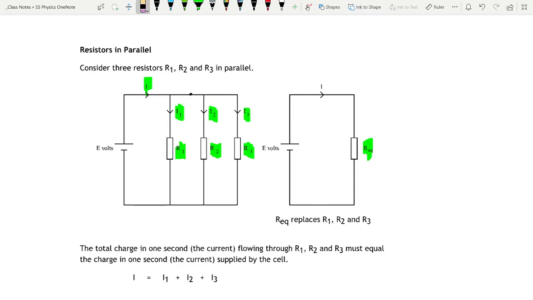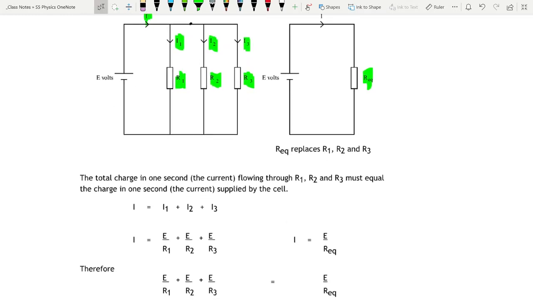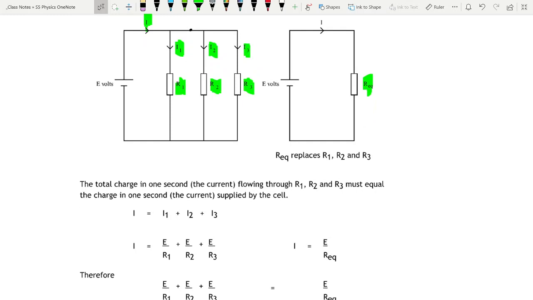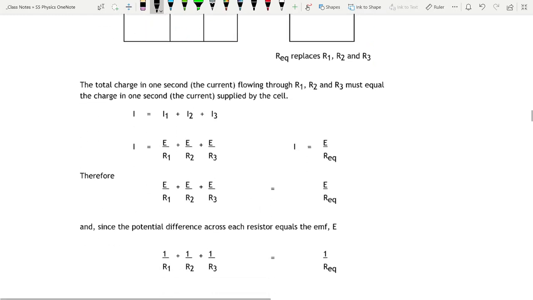So the total charge in 1 second, the current flowing through R1, R2, and R3, must equal the charge supplied by the cell. So the total current is I1 plus I2 plus I3. And we know that the current is V divided by R, and we know that the voltage is the same across each branch, the same as the supply voltage, which is E in this case. So I equals I1, which is V over R1, so E over R1. I2 is E over R2, and I3 is E over R3.